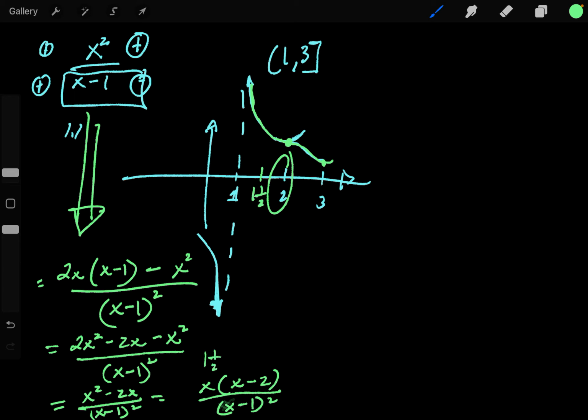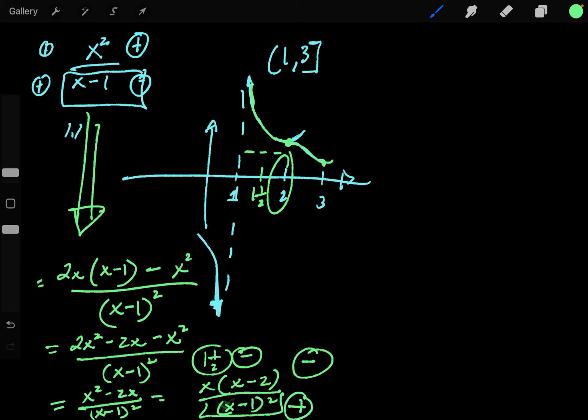1 and 1/2 is positive. This is going to be negative. So the whole top is negative. 1 and 1/2 minus 1 is positive, so the bottom is always positive. So I have that my function is decreasing on this entire interval. The first derivative is negative.